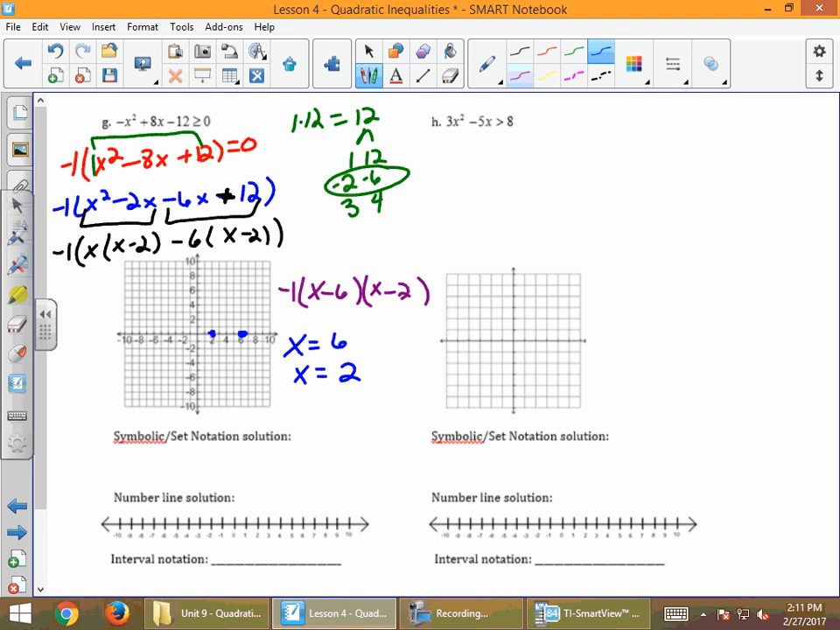Which way is this graph opening? Down. Why is it opening down? There is a negative out in front. Go ahead and connect, making sure your graph is opening down because there is a negative. It's super important to pay attention: positive opens up, negative opens down. And we're looking at the part of the graph where it is bigger than 0. So is that above our x-axis or below? Above.